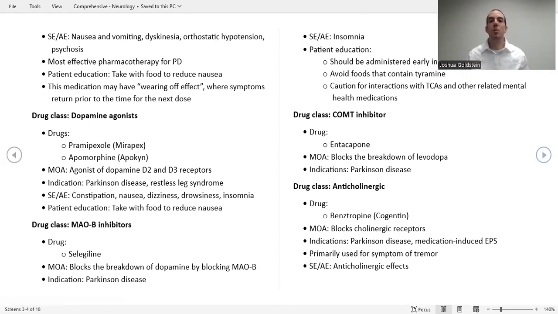The COMT inhibitor, we talked about this as an add-on ingredient for levodopa carbidopa. This is the entacapone, and this blocks the breakdown of levodopa.